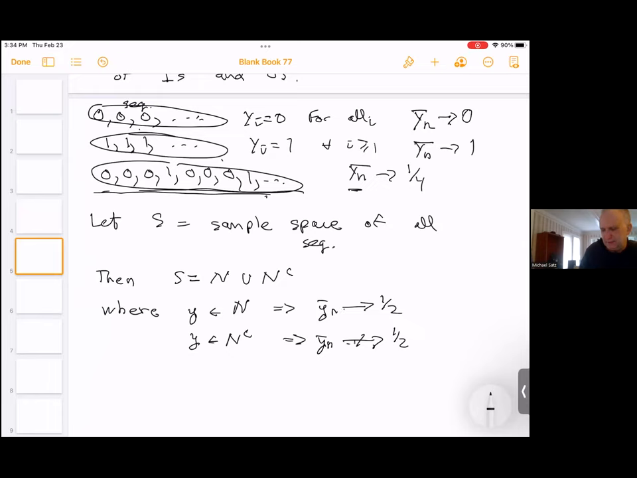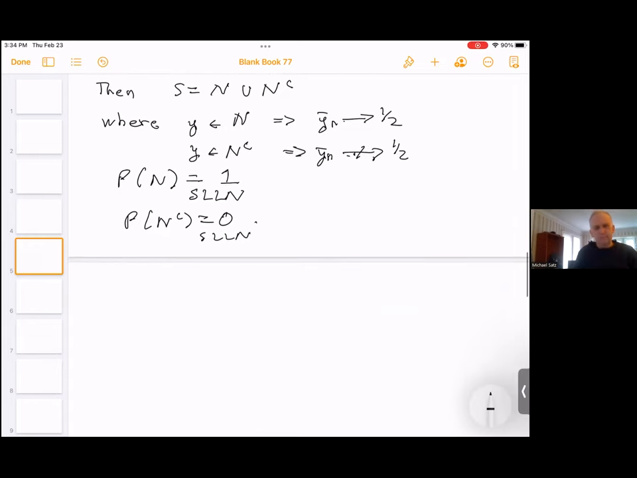And these are just regular sequences, examples in the sample space. So I don't need to write AS, right? These are just regular limits. And then we know the probability of N equals what? From the SLLN. And the probability of N^C, also from the SLLN. You like it?